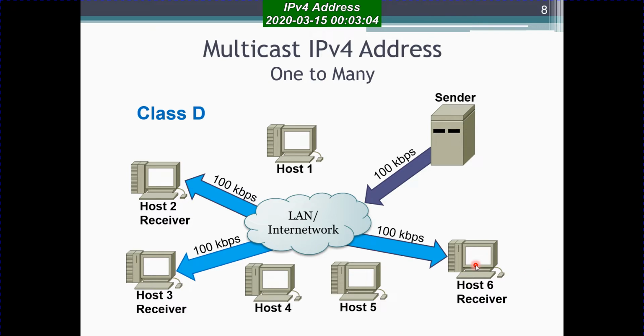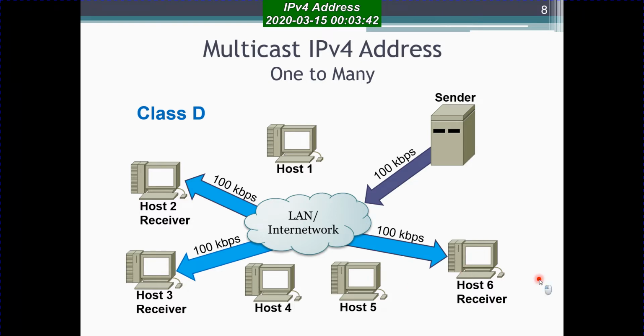But of course, not all hosts are interested to receive the content. So we have a certain group like host 2, host 3, host 6 who are interested, but host 1, host 4, and host 5 are not going to receive it because they are not interested. So that's why this model implements one-to-many. So many computers, but not all. The receivers can be in the same LAN or they can be in different LANs. It doesn't matter. So they can be in the same network where the server is connected, or they can be in different networks. For example, host 2 is in one network, host 3 is in a different network, and the same thing with host 6.